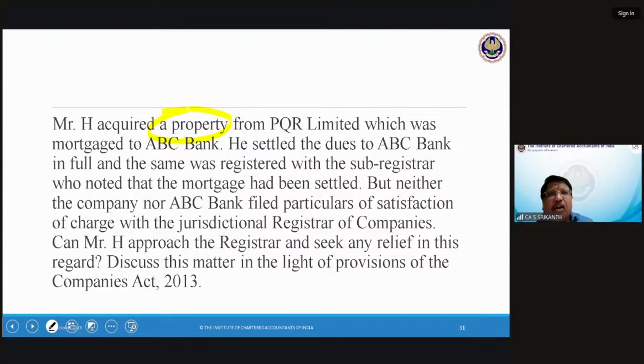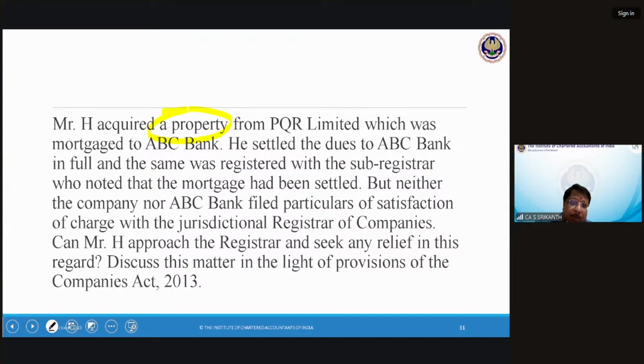Because now PQR Limited need not pay. This is one more method of satisfaction. Have you understood? Instead of the charge holder paying, some other party pays. That's also satisfaction. So long as the loan is paid, the security is released. And the same was registered with the sub-registrar. So that was done properly. The MODD was done. Thereafter, the property was registered in the name of H. Are you able to understand? So the legal formality under the Registration Act was done.